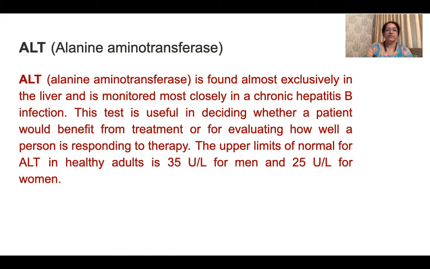Alanine aminotransferase level is also checked during this infection. This enzyme is found almost exclusively in the liver and is monitored most closely in a chronic hepatitis B infection. This test is useful in deciding whether a patient would benefit from treatment or for evaluating how well a person is responding to the therapy. The upper limit of normal for ALT in a healthy adult is 35 units per liter for men and 25 units per liter for women.